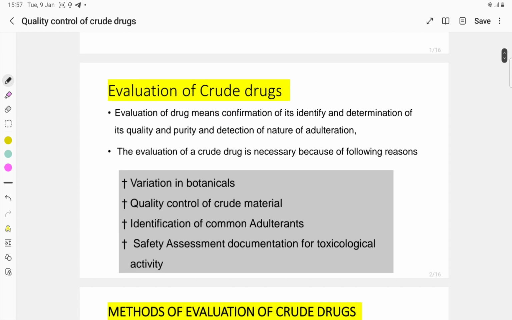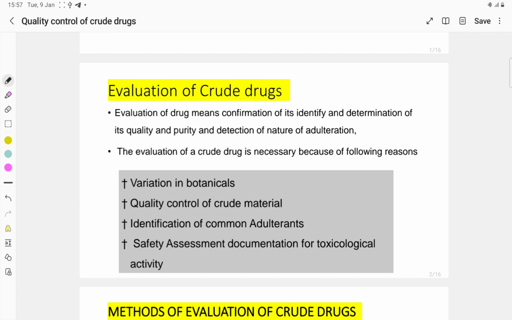Evaluation of drug means confirmation of the quality. Confirmation of the quality of a certain drug by adopting a suitable method is called evaluation of crude drugs, because we know that we are getting the crude drug from nature, and there is a probability of adulteration, either intentionally or unintentionally. Some crude drugs available in the market may be found in adulterated form.